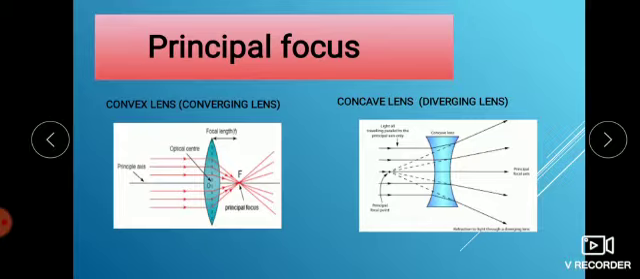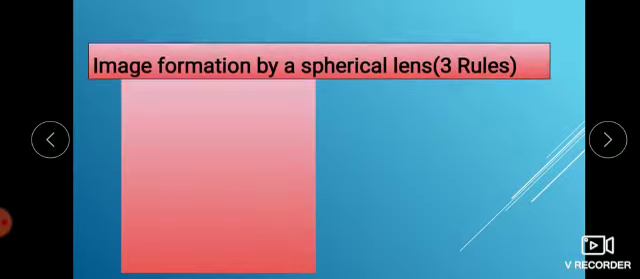One more thing I would like to tell you here is, in case of a mirror, first we studied concave, then we moved to convex. Here, first we are going to study convex, because I said concave mirror and convex lens are friends. They are connected to one another. So with lenses, we are going to study convex lens first and then move to concave lens. So this is the principal focus. Is that clear? Okay, let's move on.